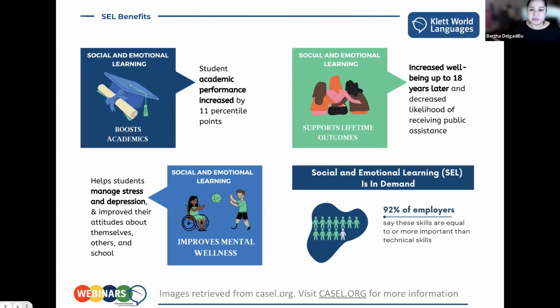But I want to share with you some other social emotional learning benefits that you will see in a school that employs social emotional learning. We know that it boosts academics by 11 percentile points. We know that it increases well-being up to 18 years later and decreases likelihood of receiving public assistance. We know that it helps students manage stress and depression and improve their attitudes about themselves, others, and school.